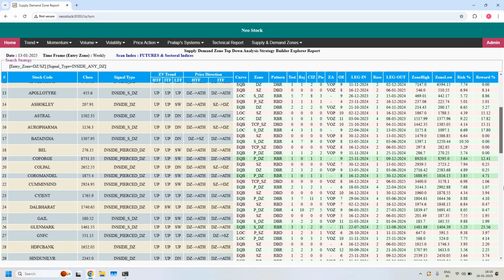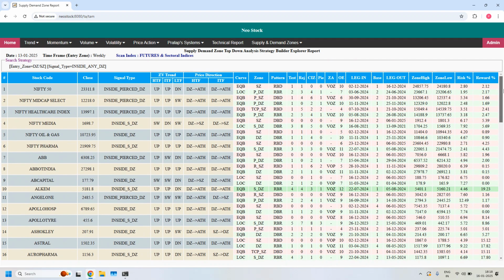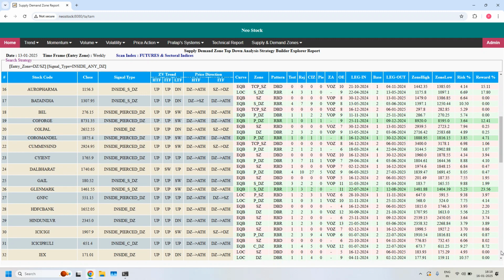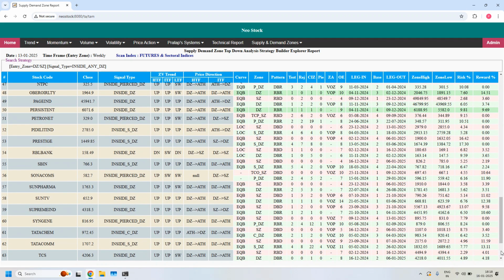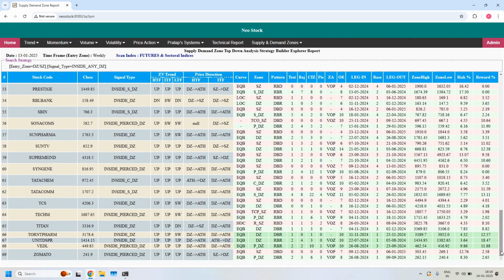We got a very big list. We got 69 stocks. And you are seeing the first 16 stocks. I am scrolling the list for your reference purpose. So total 69 stocks are filtered where price closed inside the weekly demand zone.